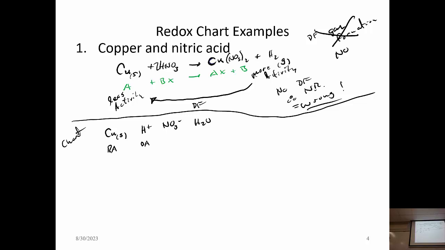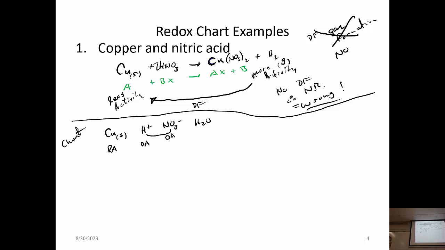How about nitrate? Do you see nitrate? Nitrate's there. On the left side? Yes. So, but nitrate needs one other species. What other species does it need? H plus. Do you see it's one nitrate plus how many H pluses? Four. And so we need H plus. And so nitrate with H plus is an oxidizer.